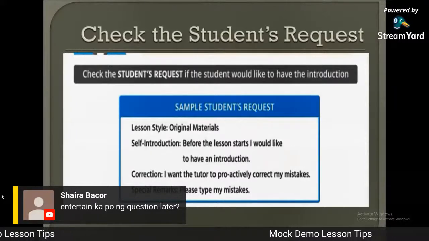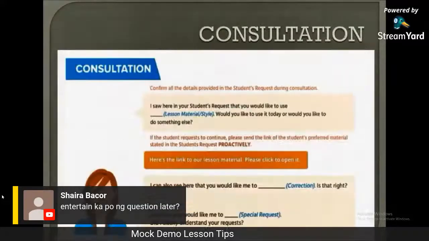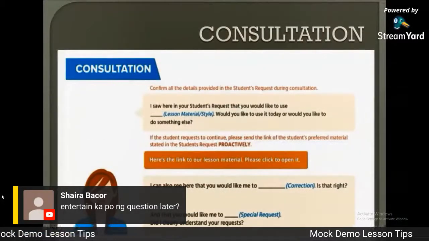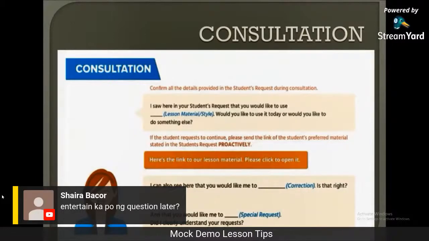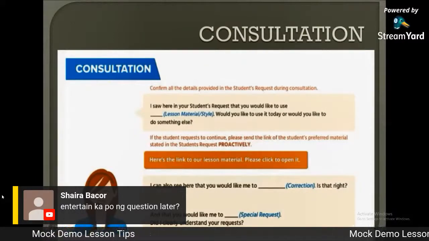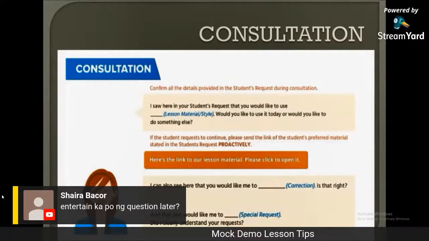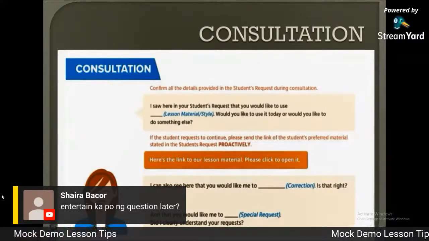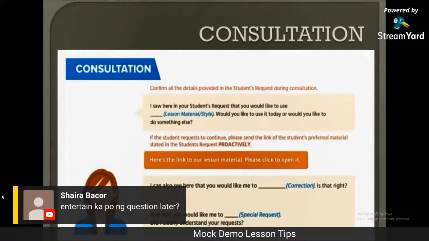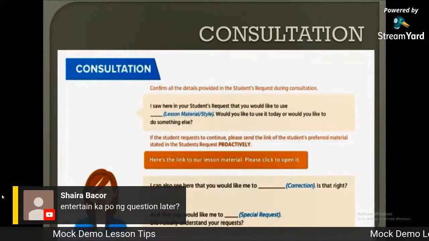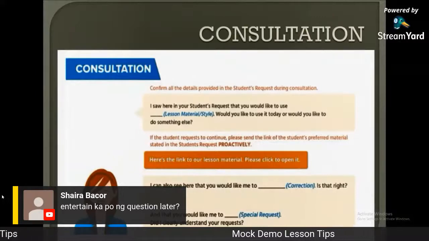It is not necessary to read it word by word, because in the consultation part, this is where you can use your student's request. So again, let us start. I saw here on your student's request that you would like to use original materials. Would you like to use it today or would you like to do something else? If the student requests to continue, then there's no need to send the link because I already have the material. Remember that when you go to the lesson page, what you can see on your end is what the student can also see on his or her end.